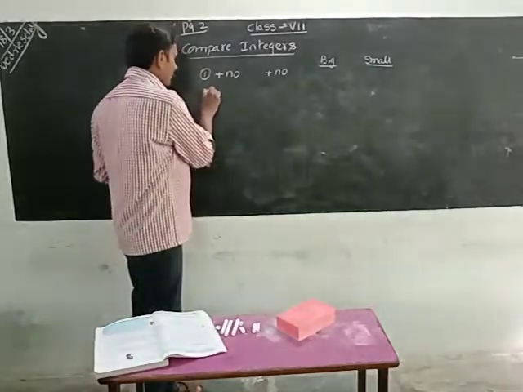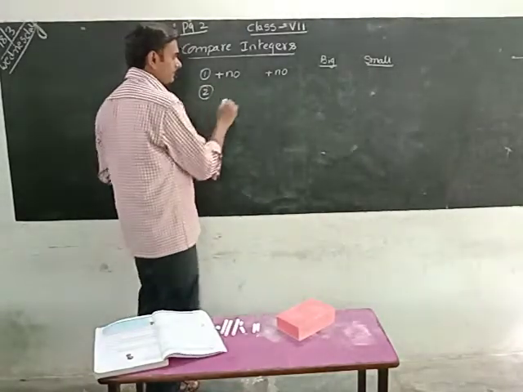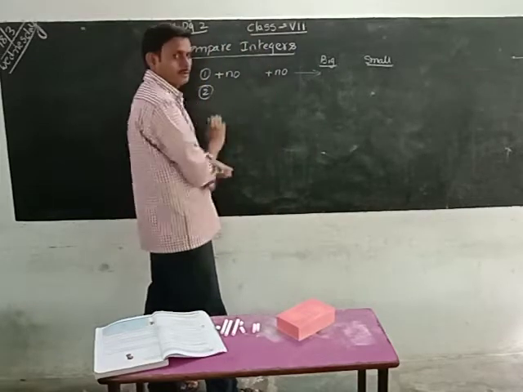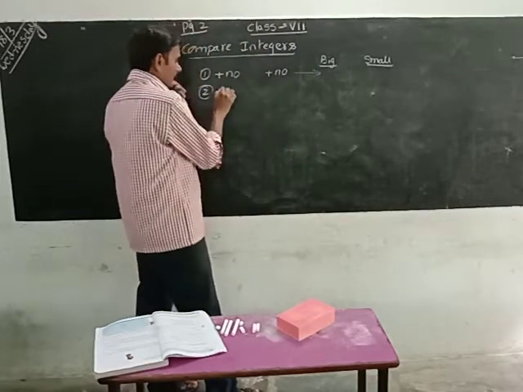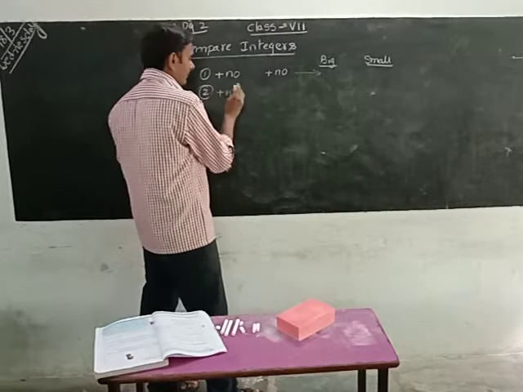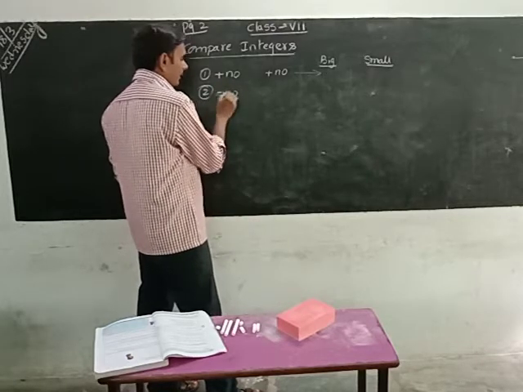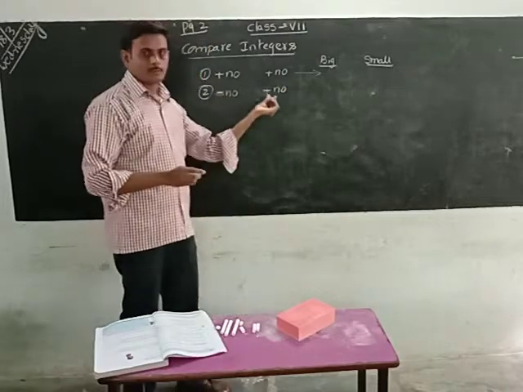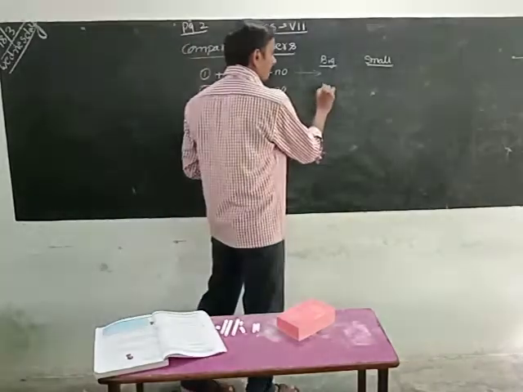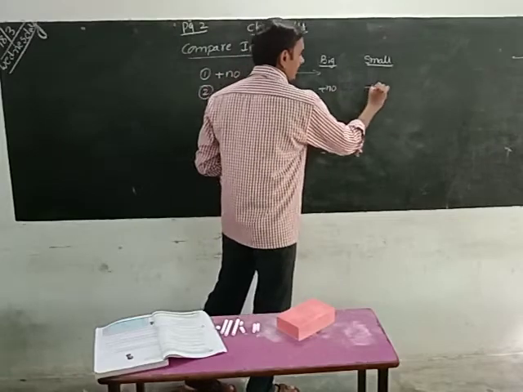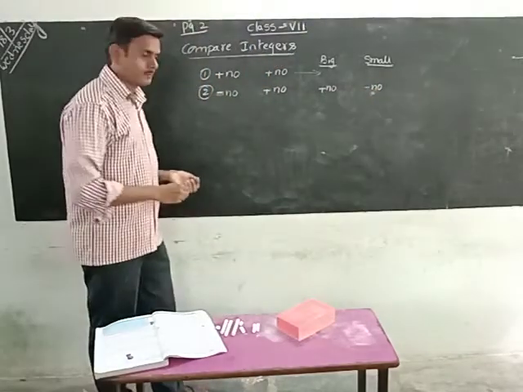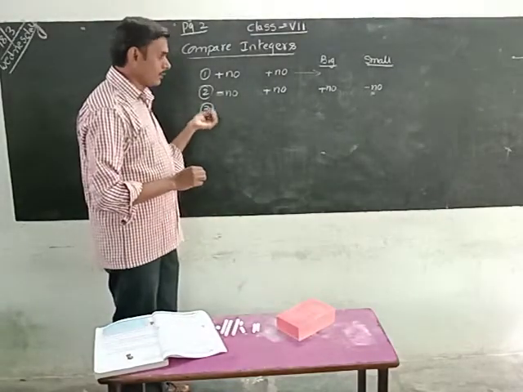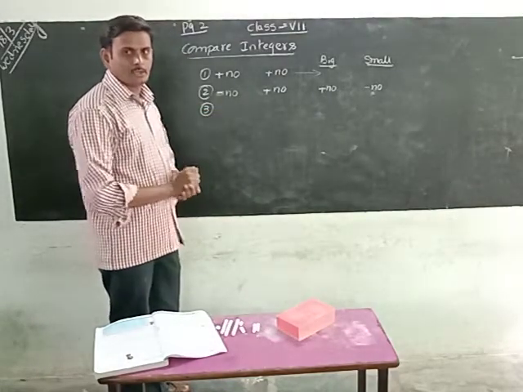So go for the second comparison. If you compare a negative number with a positive number, the positive number is bigger and the negative number is smaller. Third comparison. These comparisons we compulsorily have to know. Generally then we can do the sums very easily.